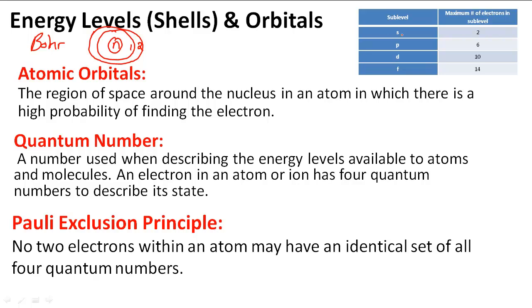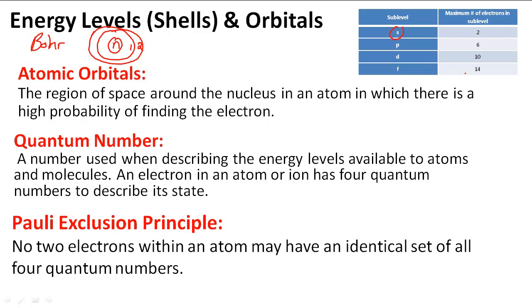There are orbitals with 4 sublevels. The S sublevel is the first one, and it can only fit 2 electrons. P is the second one. It can fit 6 electrons. D can fit 10, and F can fit 14.